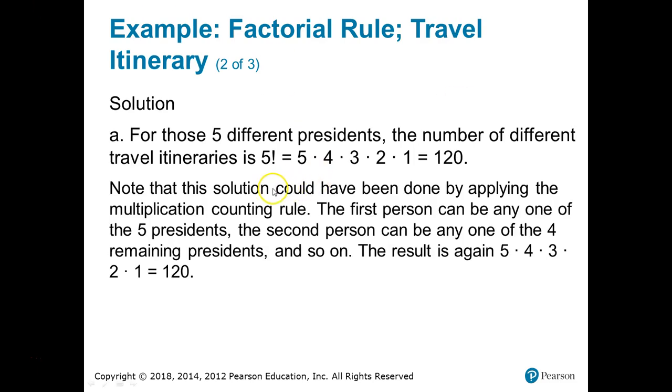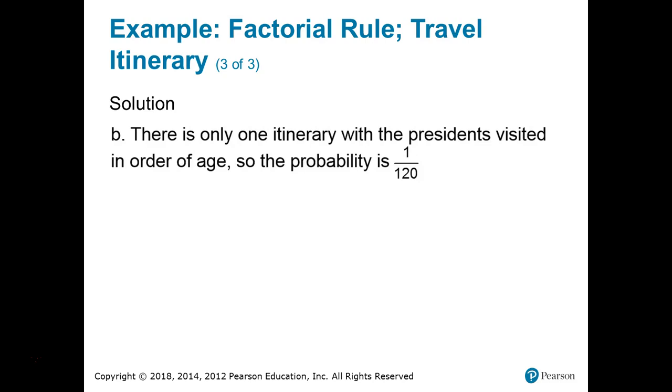Now let's see that written out. So for those 5 different places, the number of travel itineraries is going to be 5 factorial, or 5 times 4 times 3 times 2 times 1. If you do the multiplication counting rule, you just have to note that you are reducing the number of possible places to go to by 1 each time. So 5 times 4 times 3 times 2 times 1.